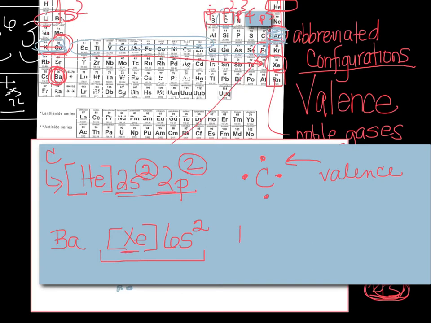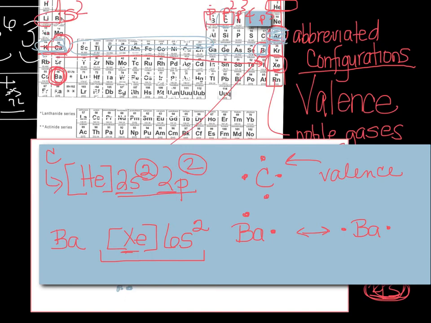And if we were going to draw the dots, we would draw 2 dots. As long as they're not next to each other, you could draw that. Or you could do them like this. But you're basically showing it has 2 electrons in its outer shell. That's its valence shell. All right.